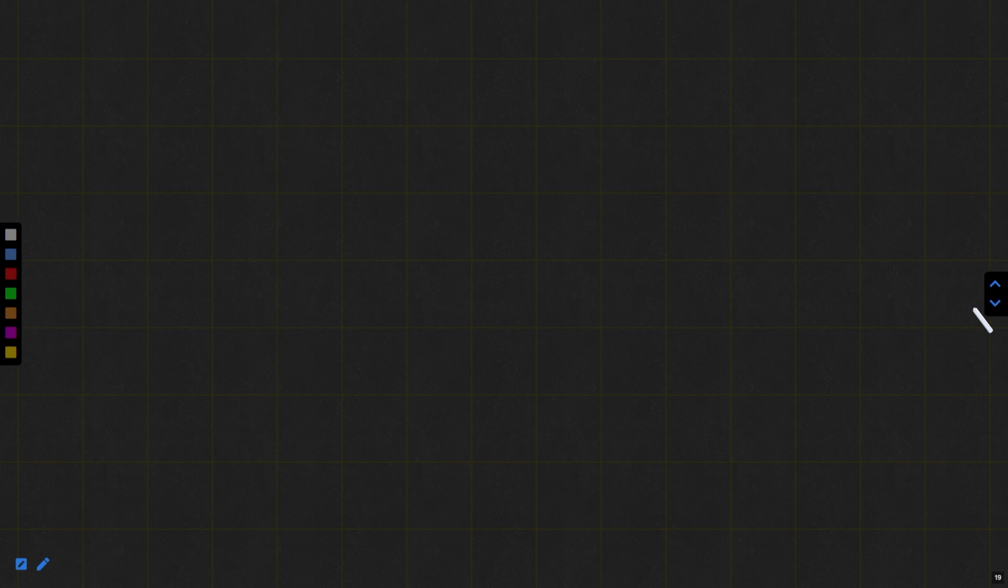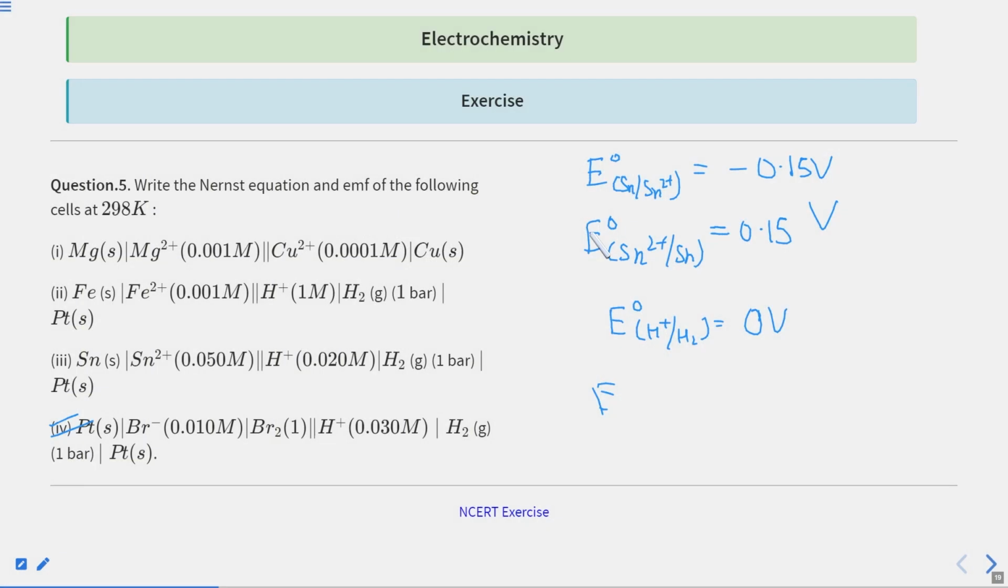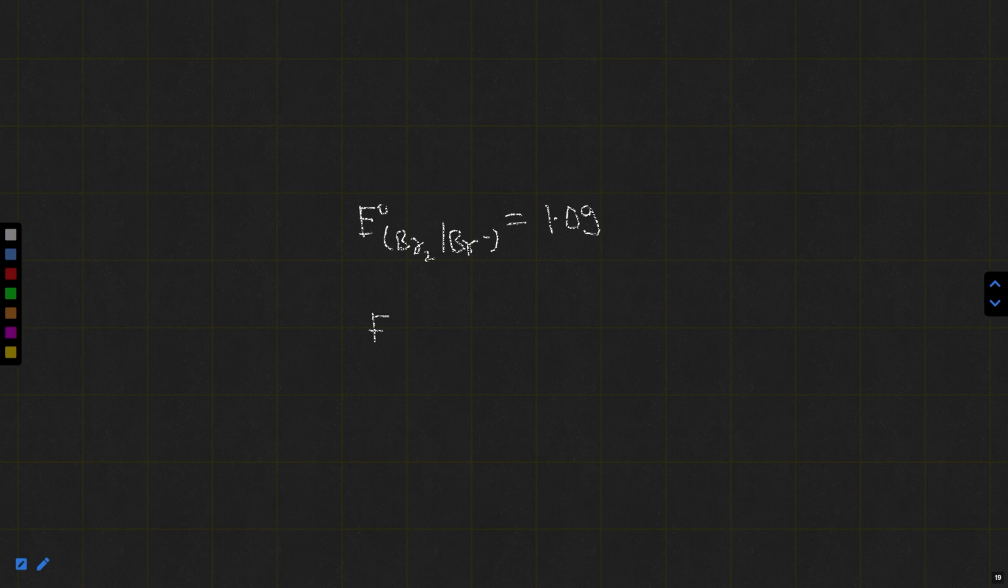If I tell you the value for Br2 to Br minus is given as 1.09, and it is against H plus, so this value is again 0. Just try to calculate it. I'm giving you again 1 minute. First of all calculate E naught cell, write both the reactions, write the Nernst equation.